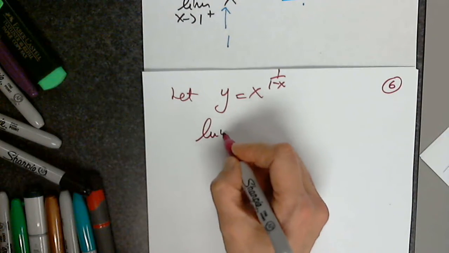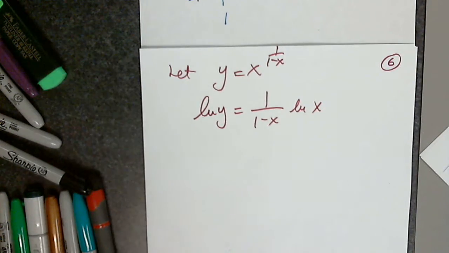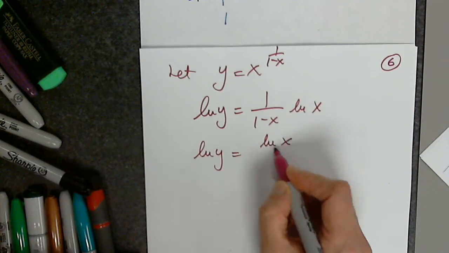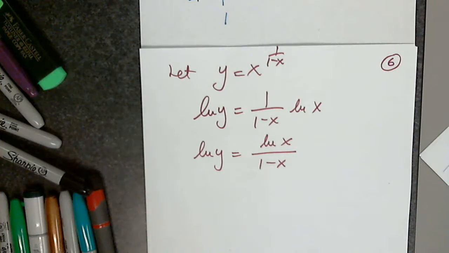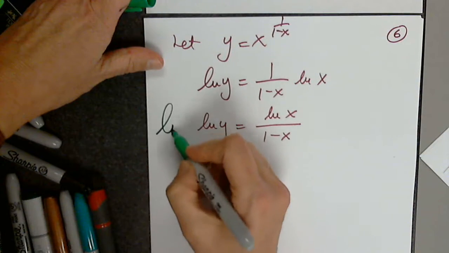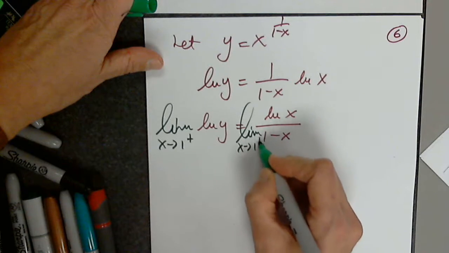Natural log. So natural log y equals 1 over 1 minus x, natural log x. I will rearrange this a little bit. So then natural log y equals natural log x over 1 minus x. Okay. Now what do I do as the next step? And we've done this with several problems some time ago. We did not have this situation on the test, but we will have it on the 3rd. Apply the limit to both sides. Very good. So then I have limit as x approaches 1 from the right equals limit as x approaches 1 from the right. Excellent.